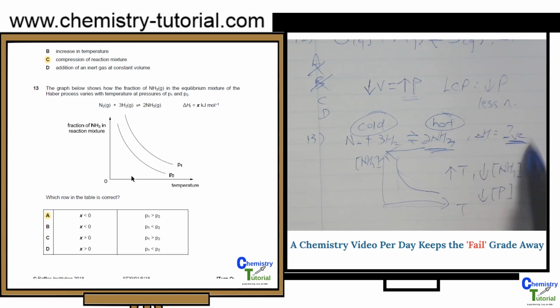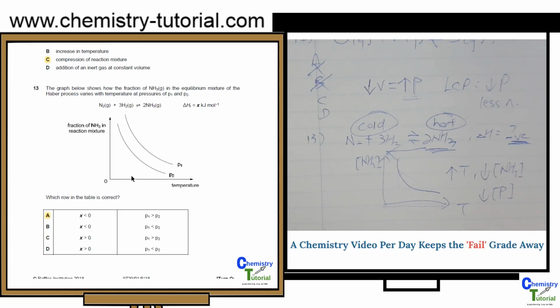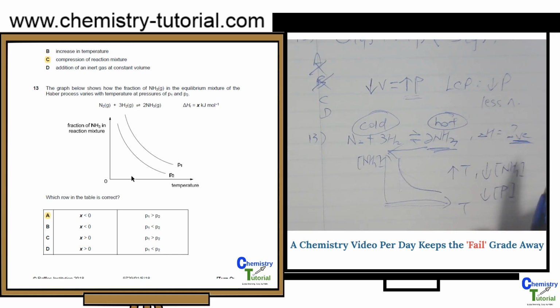Why is it hotter? Because this is exothermic. In other words, your product concentration will drop. Because of this, that means we should only consider option A and B, whereby X itself, the enthalpy change, is exothermic. Now, how about the pressure side?